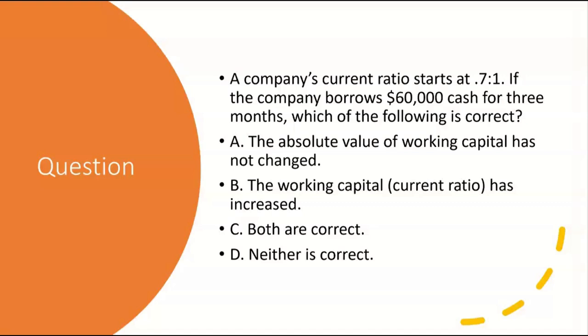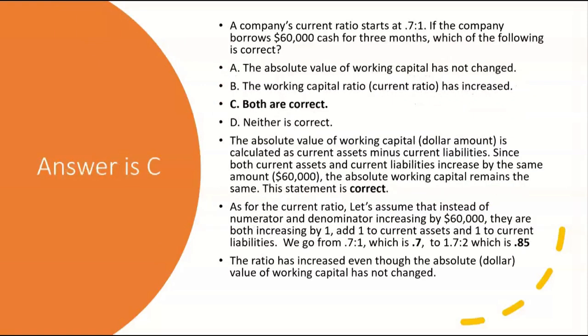The dollar amount of working capital, the absolute value, doesn't change. So A, that's true. How about B? B says the working capital ratio or current ratio has increased as a result of the transaction. Is that true? Yes. Letter C, both are correct.